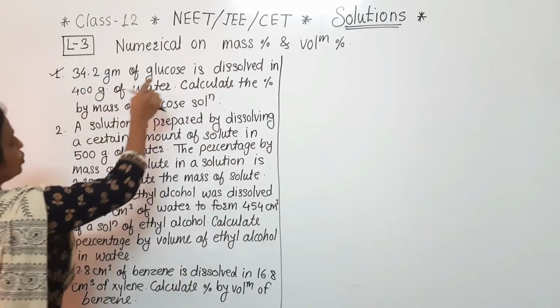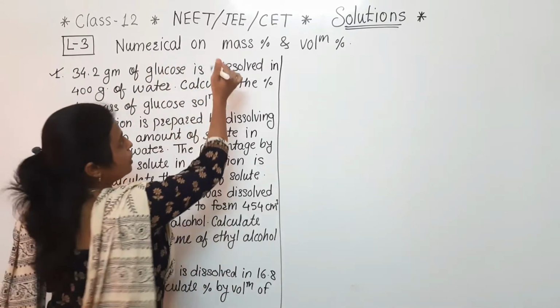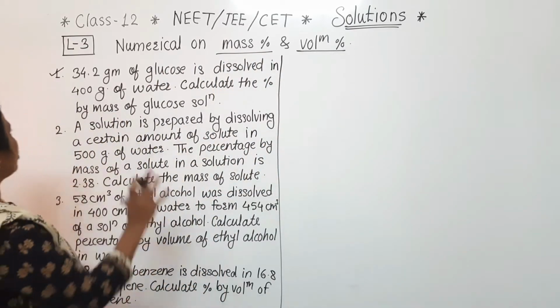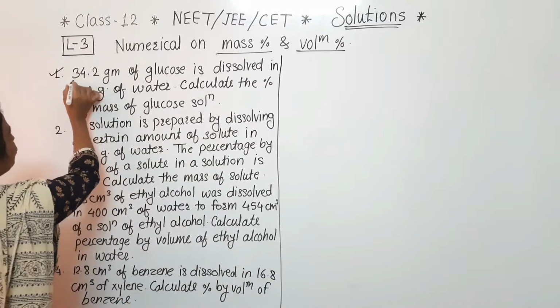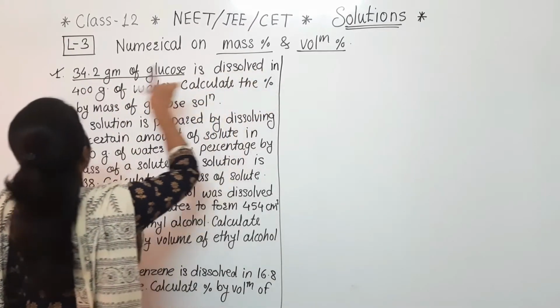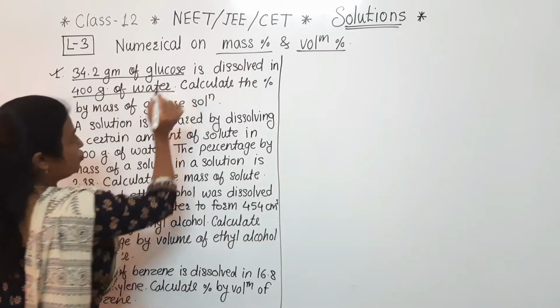So today's numerical we are going to start based on the mass percentage and the volume percentage. So what is that numerical? See, 34.2 gram of glucose is dissolved in 400 gram of water.